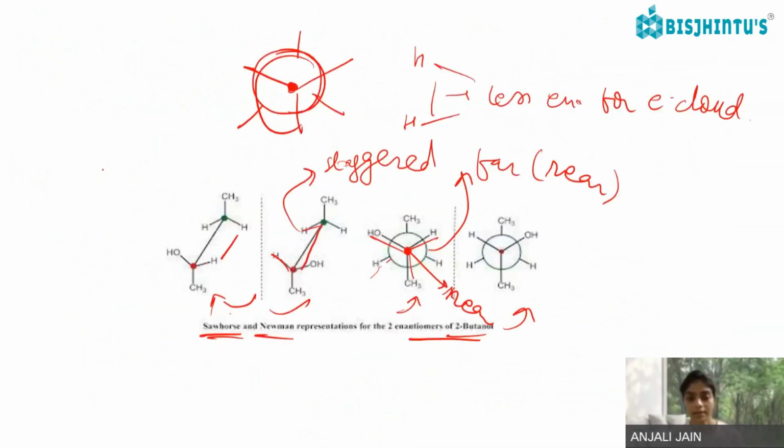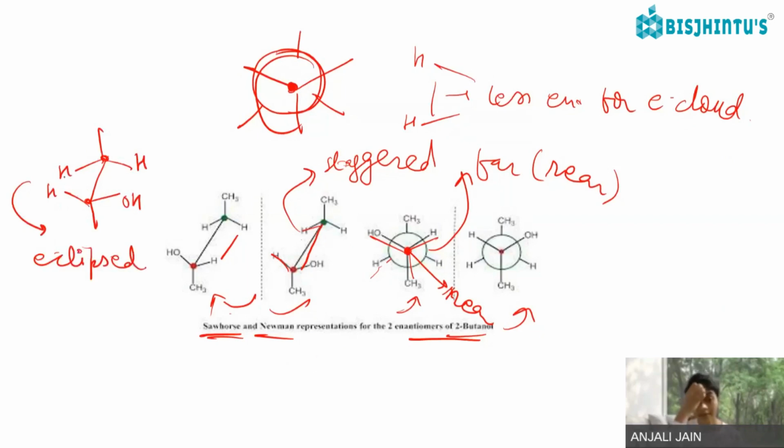Here we can also look at the structure of butane, after methane, ethane and propane. If I draw this structure like this, then this will be my staggered conformation, and this will be my eclipsed structure, because in the eclipsed structure the groups are so near. And this is my staggered conformation.